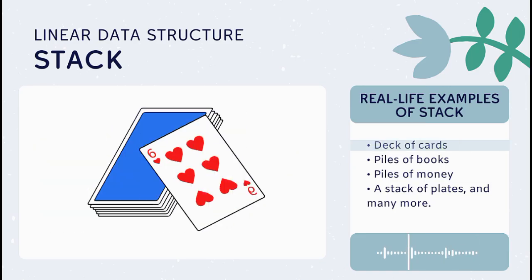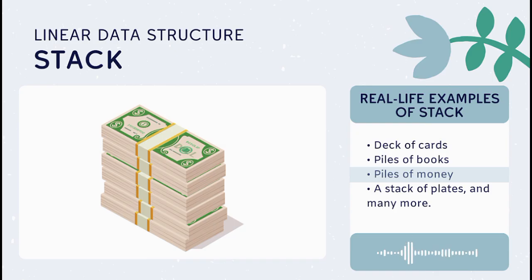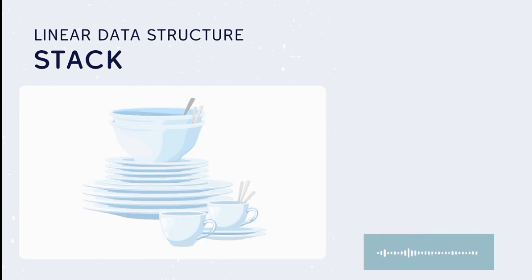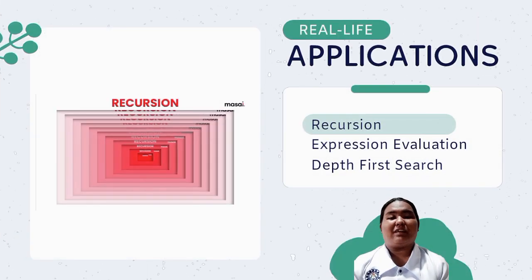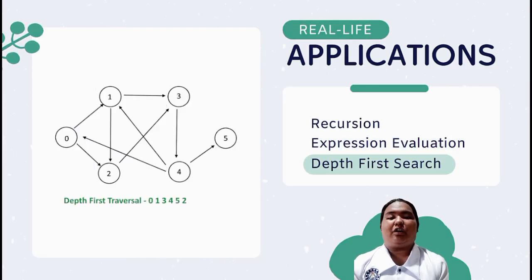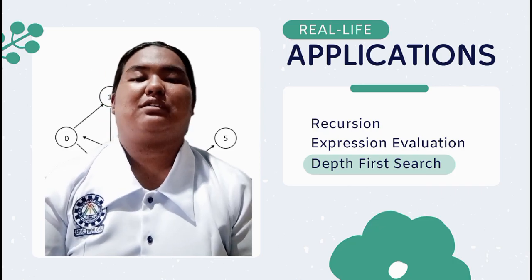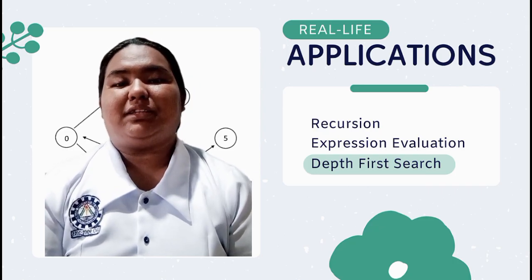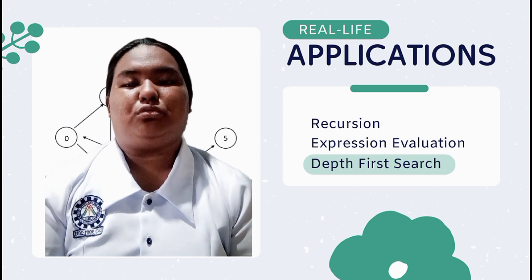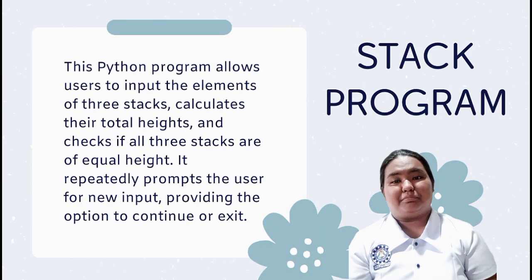Real-life examples of stacks are a deck of cards, piles of books, piles of money, a stack of plates, and many more. In real-time applications, stacks are used for recursion, expression evaluation and parsing, depth first search or DFS, and more. They follow the last in first out principle and are crucial for tasks like managing program flow, maintaining history, and implementing undo functionality. Let's proceed to the stack program.